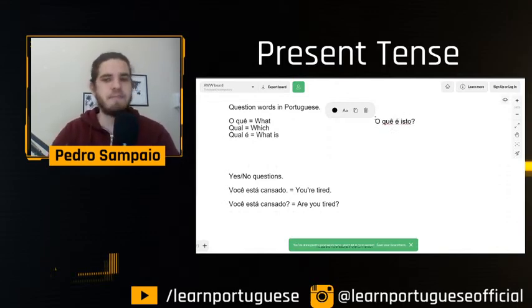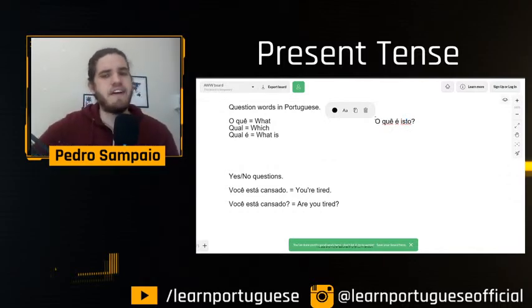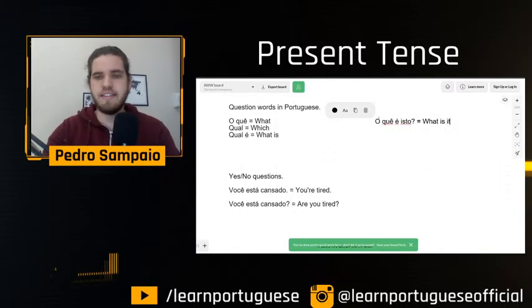Or isto, as I said before. We Brazilians don't use isto. But since this is a lesson, let's go in a lesson style, in a lesson fashion. O que é isto? Because I have no idea what it is. So this question translates into what is it, or what is this?